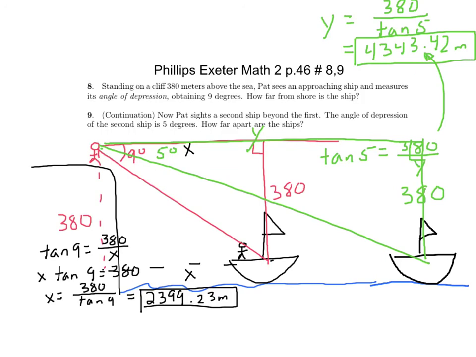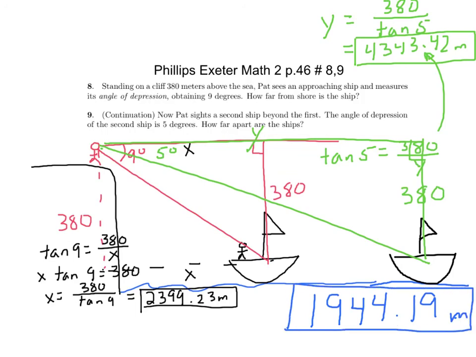And now we can just subtract, right? So we could subtract our 43.42 minus our 2399.23. So what was our final answer? 1,944.19 meters. So that's subtracting the two, and you get that as the distance between the two ships. So there's two different problems there. Questions there?